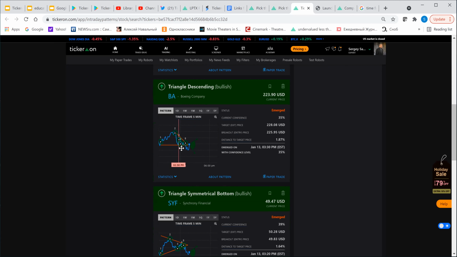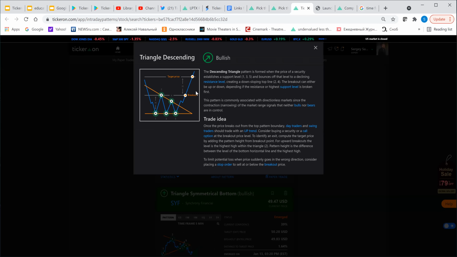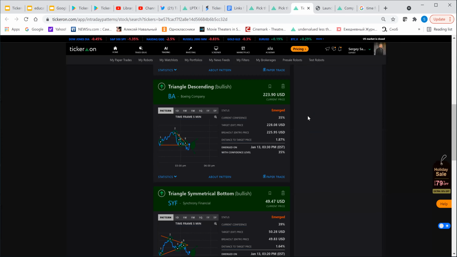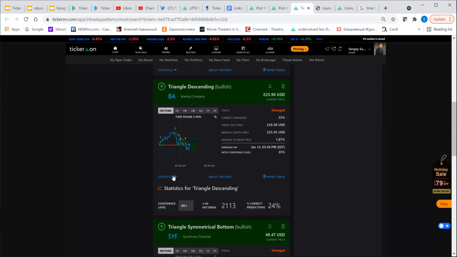If I don't know anything about that pattern, I can click here, and that's the definition of what's going on. It is triangle descending. You can read about the trade ideas and how this pattern works. What is the breakout point? What is the target price? And how we're going to reach that. Plus, there's a statistic associated with that. You can look at this statistic.